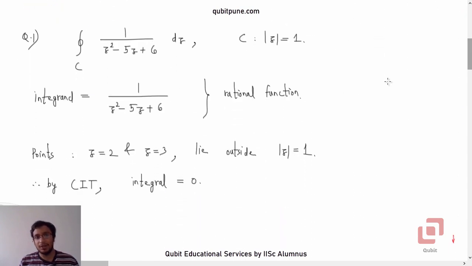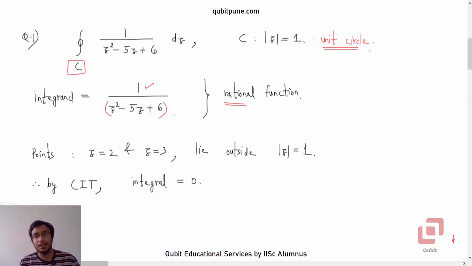So let us now solve a simple example based on this. We are going to find the value of the integral, where the integrand is 1 upon z squared minus 5z plus 6, and the curve C is a closed curve, in fact the unit circle centered at origin. We note that the integrand is a rational function whose numerator is a constant function and whose denominator is a quadratic function in z, z squared minus 5z plus 6.